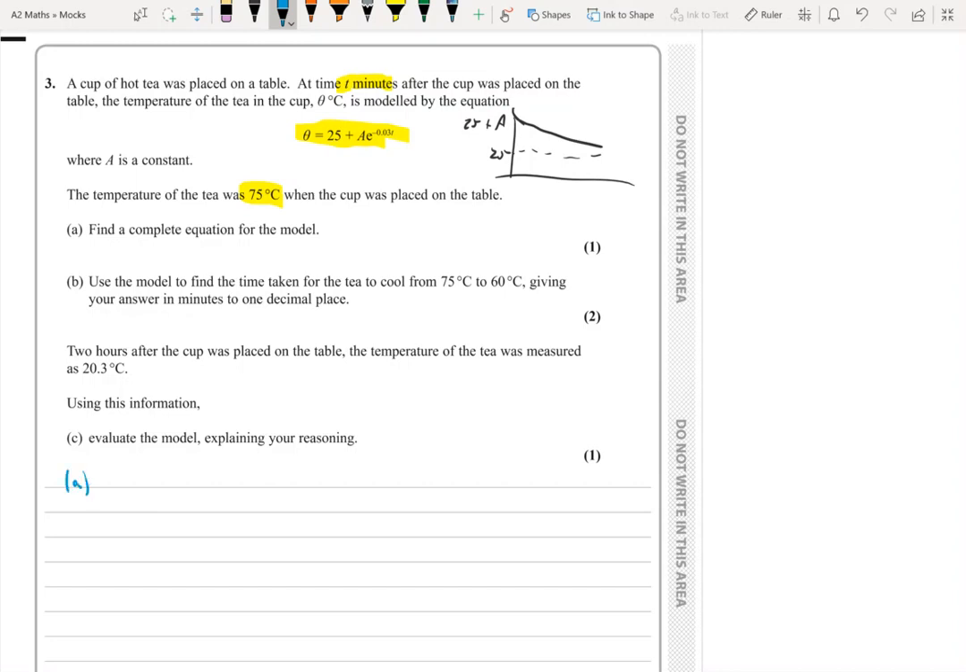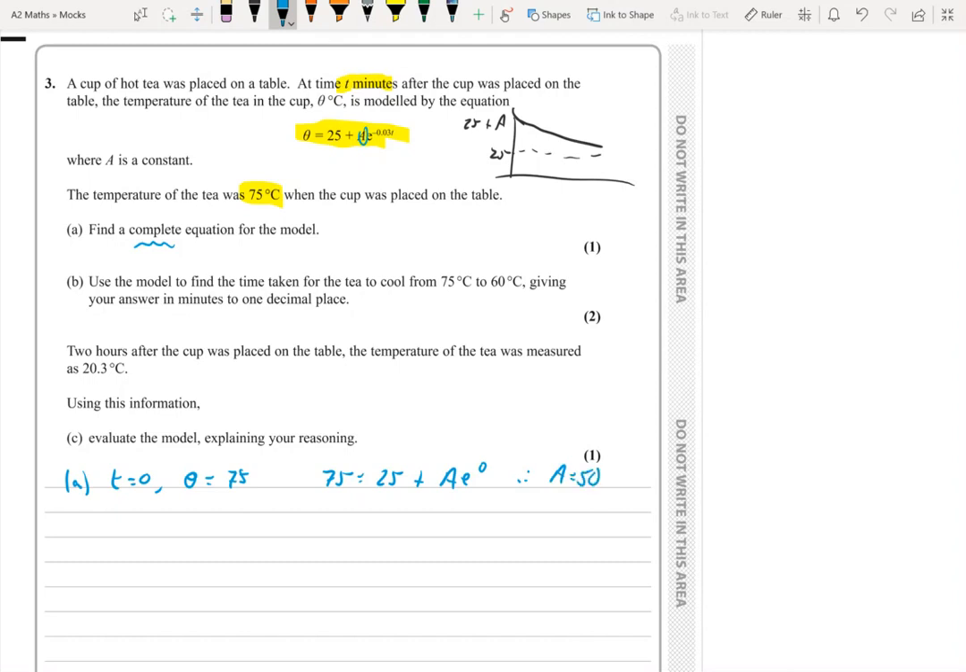The temperature of the tea was 25 when it was placed on the table, so that's an initial value. So it looks like we've got some data. t is 0, temperature is 75, and the question is find a complete equation for the model. So I think by complete they mean find that missing value for a, the unknown value. So let's substitute our data in. 75 equals 25 plus a e to the 0. e to the 0 is 1. So therefore, a equals 50.